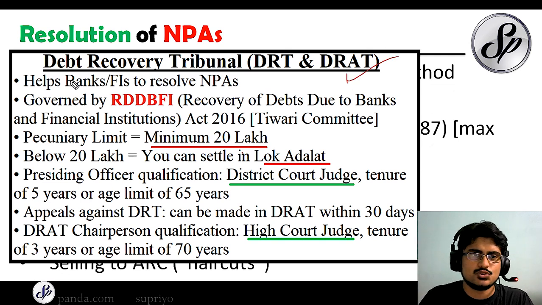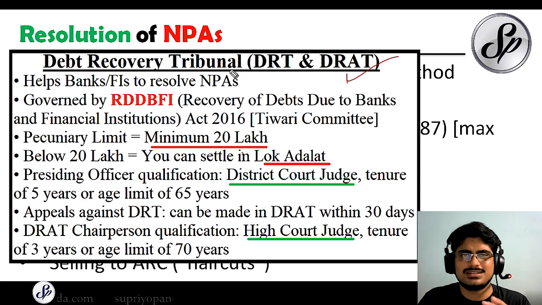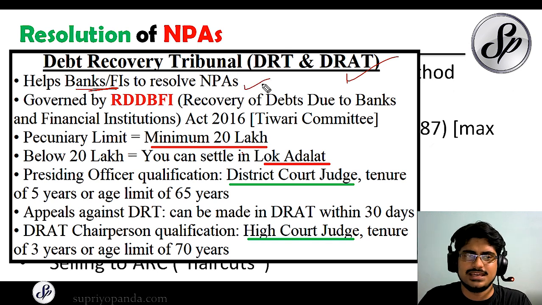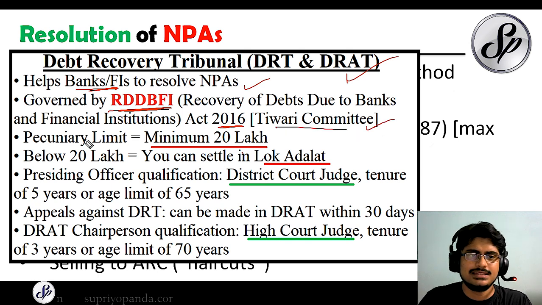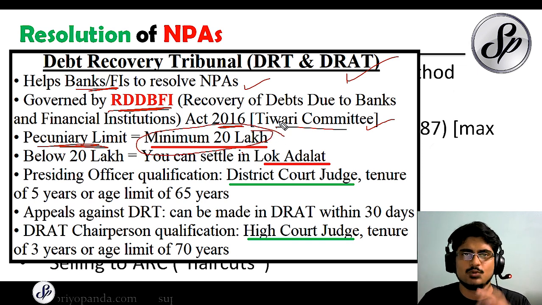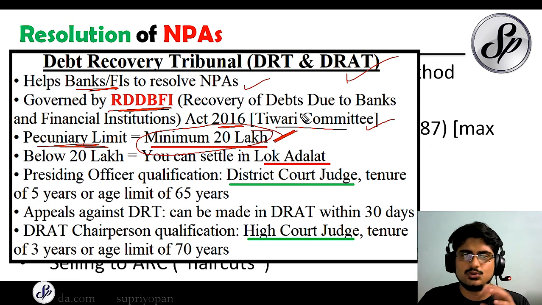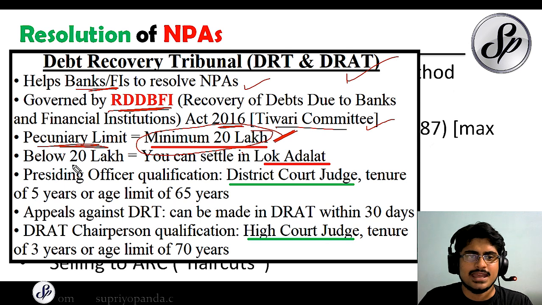And the next thing is the Debt Recovery Tribunal or the Debt Recovery Appellate Tribunal, the DRT and the DRAT. So these are tribunals which are, you can say, some kind of special courts which help the banks or the financial institutions to resolve the NPAs, and these are governed by the RDDBFI Act. So this is very important, Recovery of Debts Due to Banks and Financial Institutions Act 2016, and this was actually framed by the Tiwari Committee, remember that. And the pecuniary limit is actually a minimum of 20 lakhs. So this means that for going to the DRT, you need to have at least a minimum of 20 lakh outstanding so that you can approach the DRT. And below 20 lakh, you can of course settle in the Lok Adalat that we just now saw.